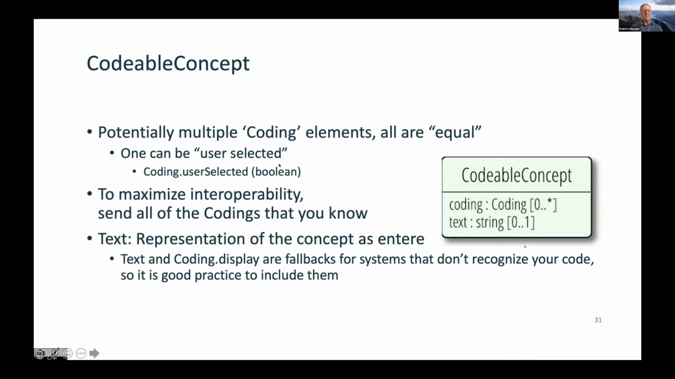But one of the codings in there, if needed, can be set as user selected if there's a reason to do that. Like if it actually came from the user interface or something, you can do that in the coding, but you don't do it here in the CodeableConcept. But if you need to identify a particular coding as being what the user saw, then it is possible to do that. But to maximize interoperability, the basic rule is to send all the codings that you know. If you know multiple code systems for this element, you send them.